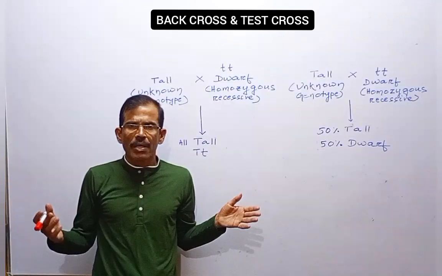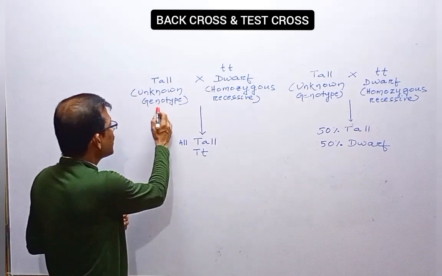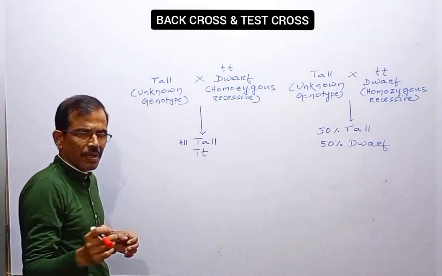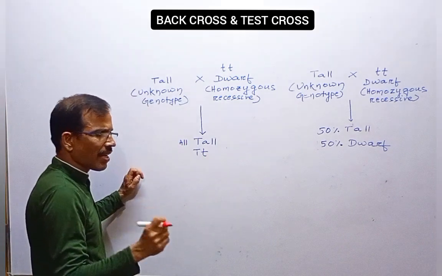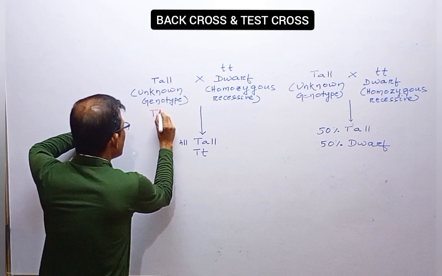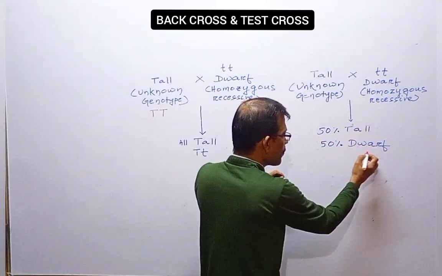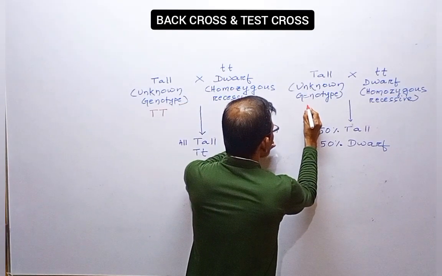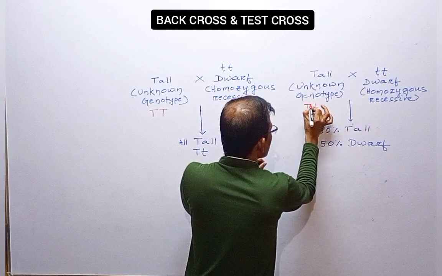To determine whether the tall pea plant is homozygous or heterozygous, the plant is crossed with a dwarf pea plant, which is homozygous recessive. Then what is the result? If all offsprings are tall, this indicates that the individual is homozygous, having two dominant alleles. But if 50% of offsprings are tall and the remaining 50% are dwarf, this indicates that the individual is heterozygous for tallness, having one dominant and the other recessive allele.